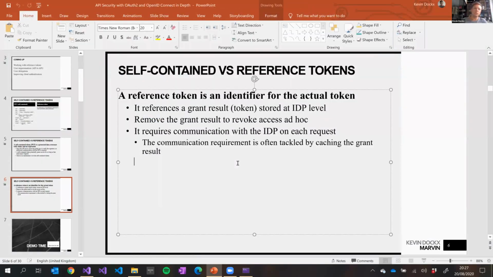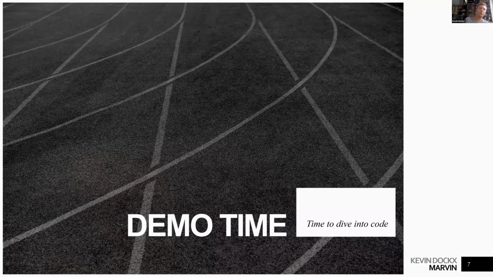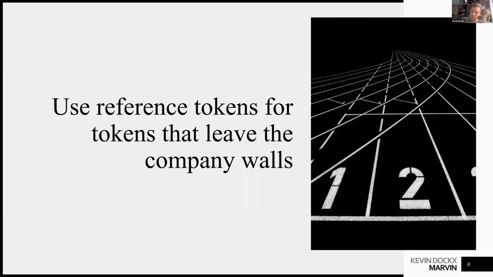But then the question becomes, when do you want to actually use this? It has advantages, the ad hoc removal of grants, but it also has disadvantages, the ongoing communication with the identity provider from the API. Well, a good rule of thumb is to use reference tokens for tokens that leave the company walls. What I mean by that is tokens that are, for example, exposed to your browser. Those leave the company walls. They end up at the machine of the client. So if a call has to happen from an Angular app, for example, that token has to somehow be stored, for very short or very long.